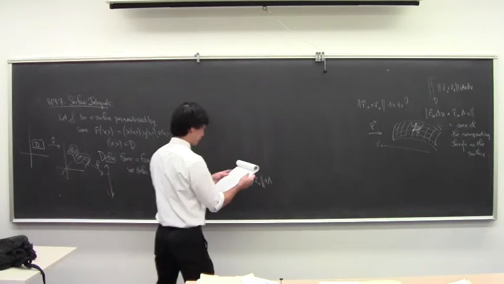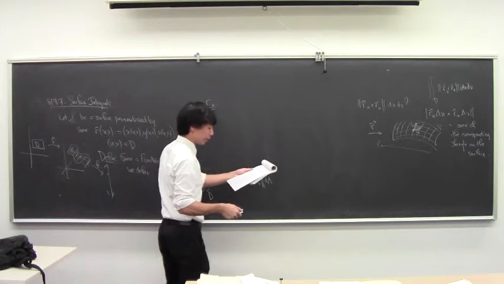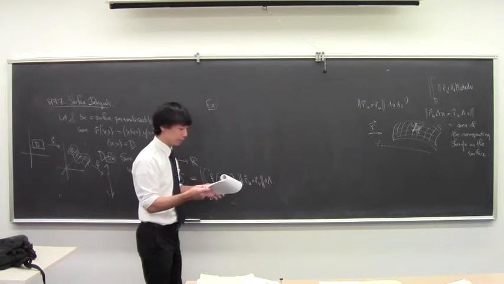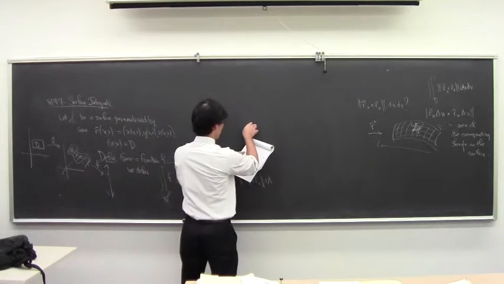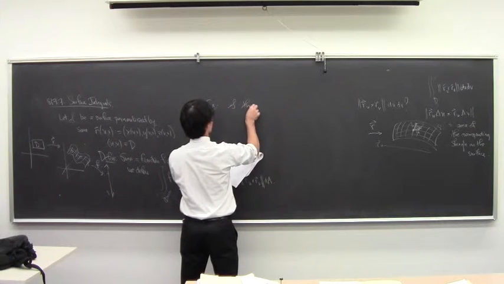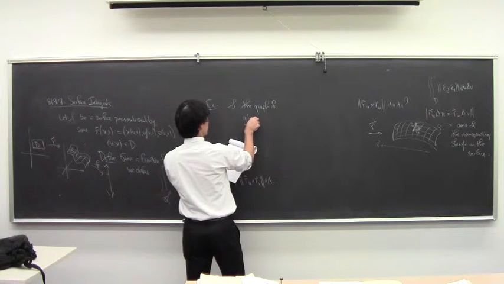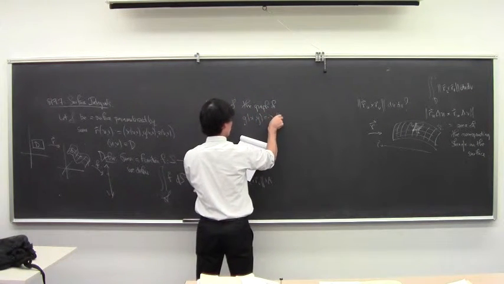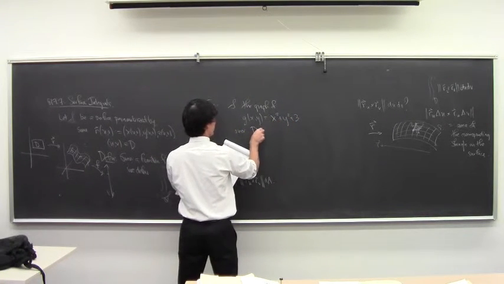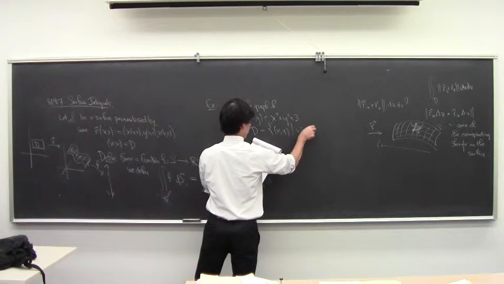So let's do an example. It's pretty straightforward. It's basically just slightly more difficult than calculating surface area. So let's say that S is the graph of g of x, y equals x squared plus y squared plus 3, over the domain x squared plus y squared is less than 2.